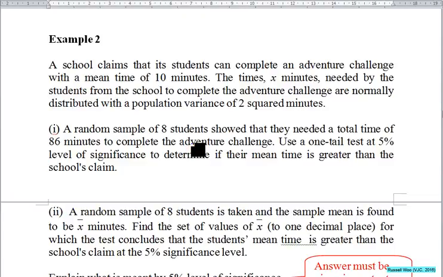Okay, example 2. The school claims that it can complete an adventure challenge with a mean of 10.